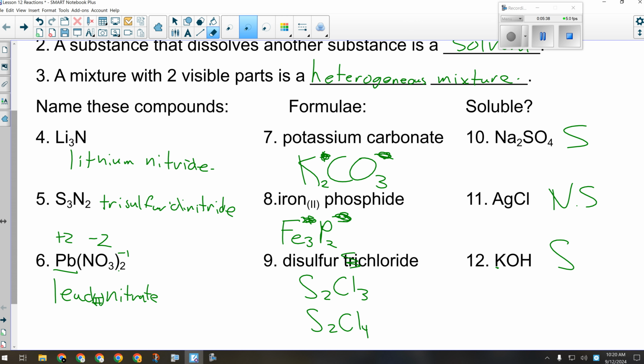The one thing I forgot to put in this quiz is stuff about the polar nature of water. Okay, polar means electrons.